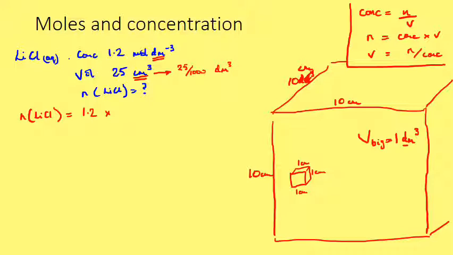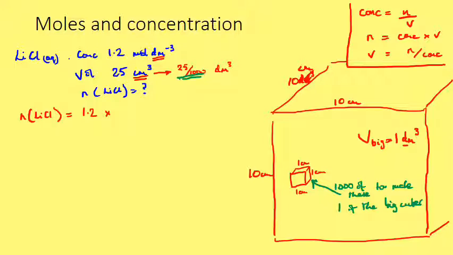And so you can see that you're going to need 1,000 of these small cubes to make 1 of the big cubes. So that's the logic behind this little equation here.